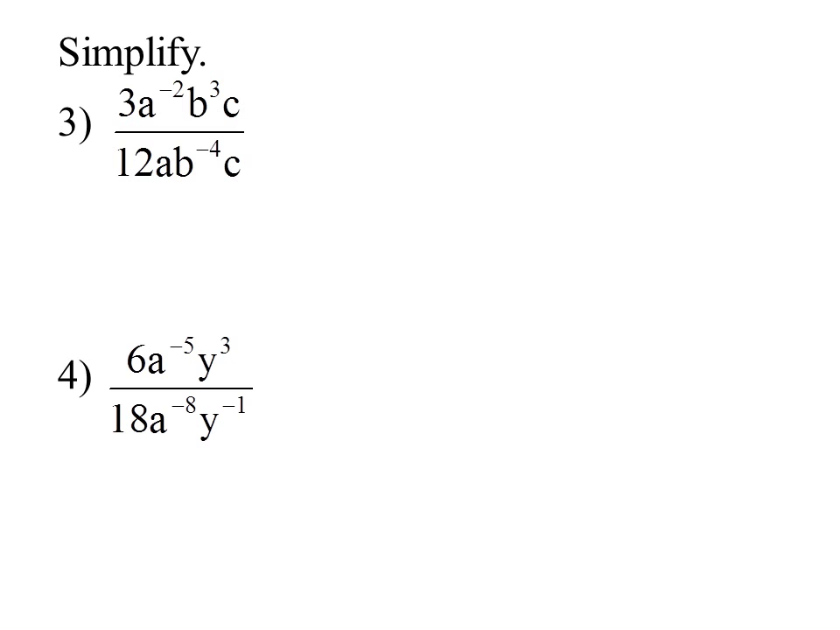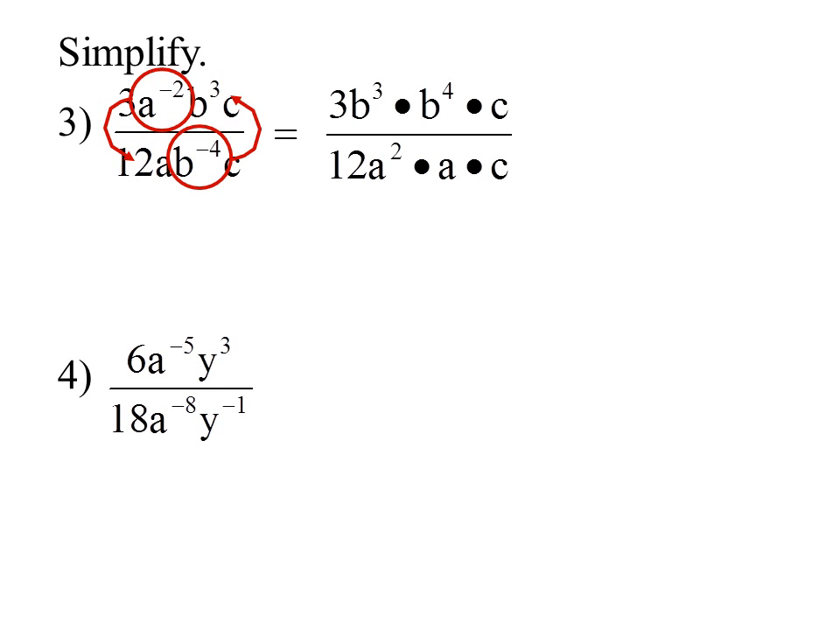First of all, don't forget 3 and 12 can be simplified. 3 goes into 12 4 times. And then a is negative, so it goes down. B is negative, goes up. Okay, now here's what I wrote. And 3 and 12 are cancelled. So what am I left with?